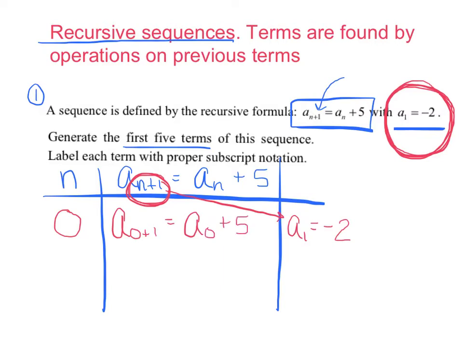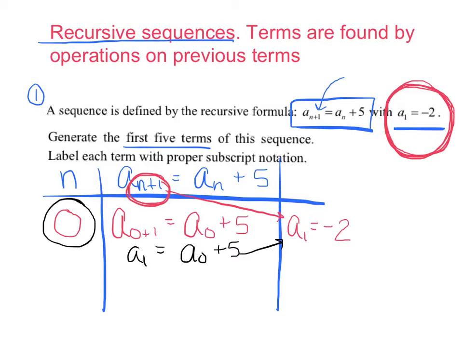And when I do that, I get a sub 1 equals a sub 0 plus 5. Now, you can obviously figure out what a sub 0 is. I don't really care. They already told me that a sub 1 equals negative 2, so I'm just going to go with it. But the key was to understand that n was equal to 0.